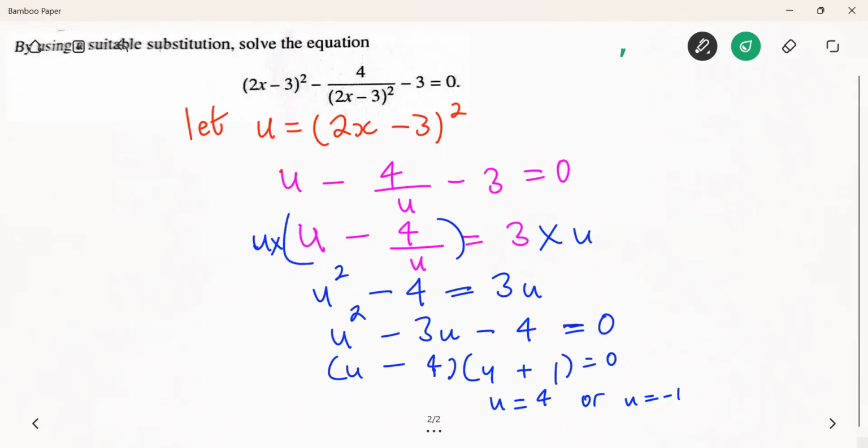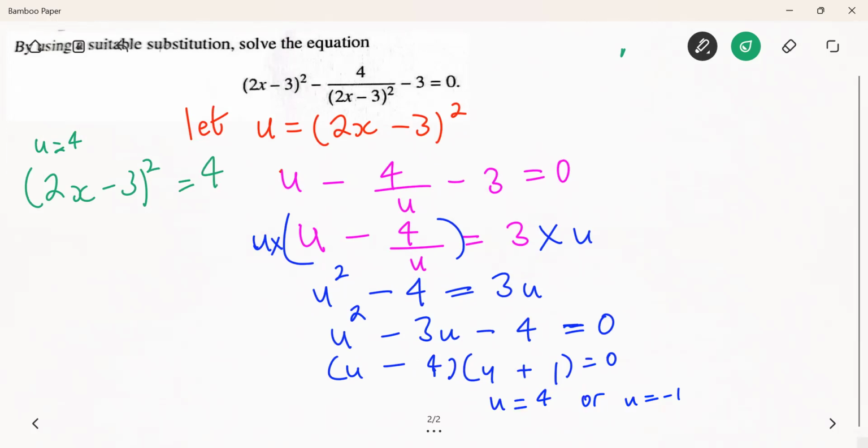Remember, let me just pull it up here. u is (2x minus 3) squared. So I've got two options. Let me do the one option this side. So u equals 4. That means (2x minus 3) squared is equal to 4. Right, now I need to solve this.